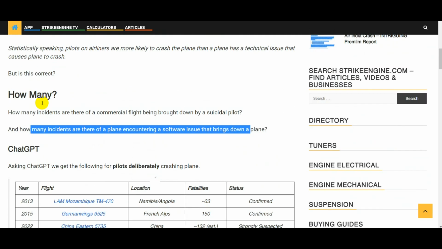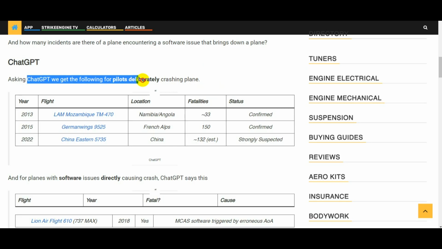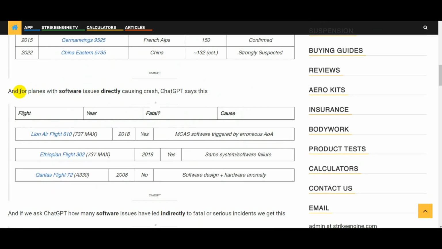So going to ChatGPT, make of that what you will. Asking ChatGPT, we get the following for pilots deliberately crashing a plane. We get 2 definite incidents and we get a third which is strongly suspected. Links to those flights are in the article. If we then ask ChatGPT for planes with software issues that directly caused the crash, ChatGPT says this. We've got Lion Air Flight 601, Ethiopia Flight 302, and we've got a Qantas Flight 72 which didn't end in a crash but was a severe incident.